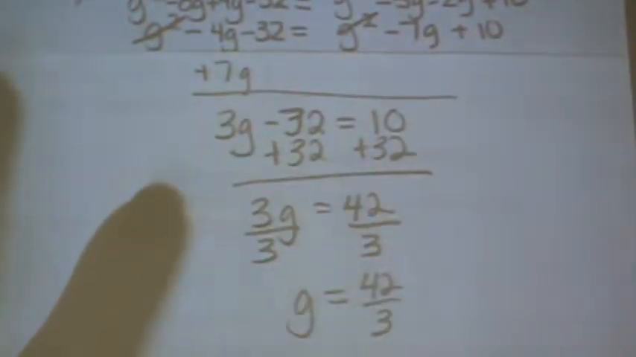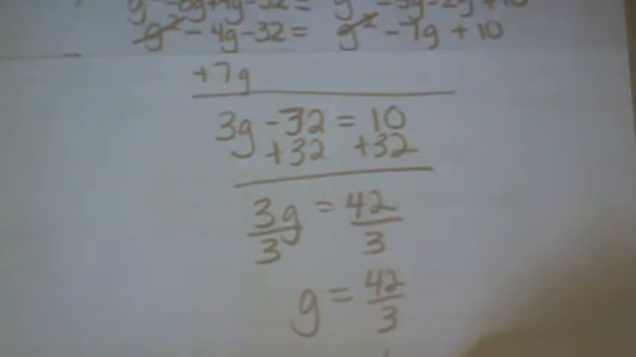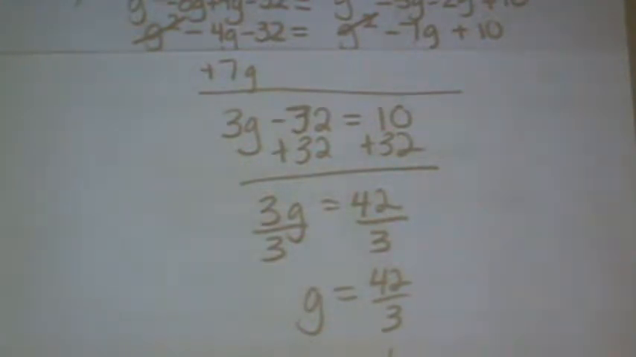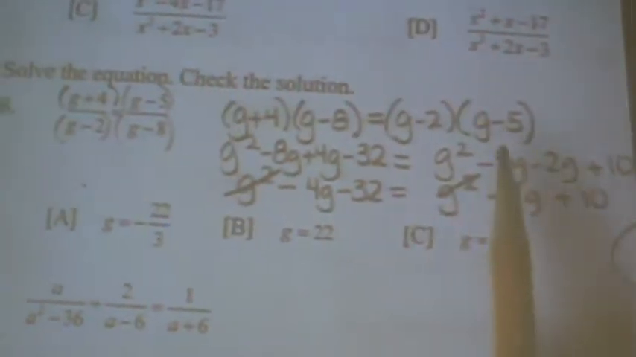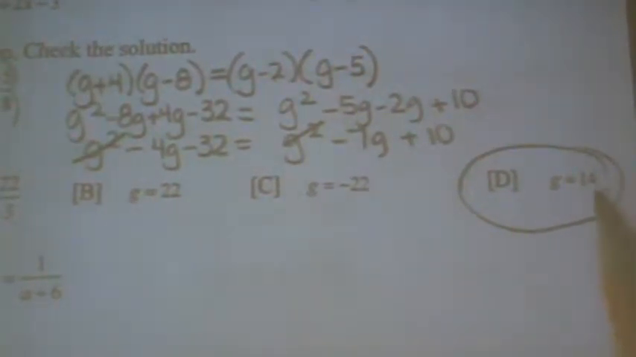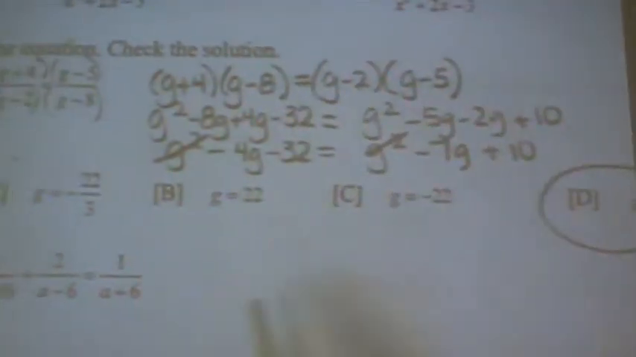And there is your answer, 42 over 3, which reduces to 14. Divided by 3 is 14, and your answer is D. Now, what's nice about this problem is you could actually plug this number in here, everywhere you see a g, you're going to plug 14 in.